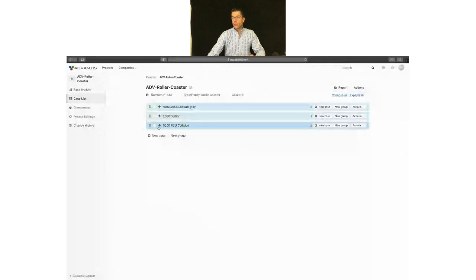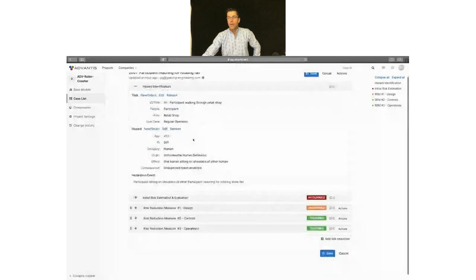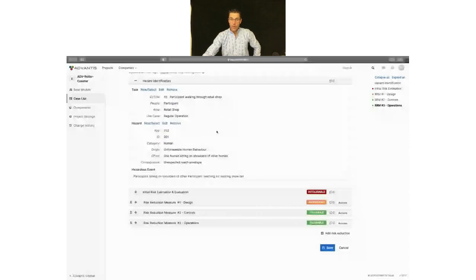Let's look at that participant who was walking through the retail shop. Now something goes wrong. In this case, believe it or not, this is an actual case that I had to document. Human misbehavior, unforeseeable human behavior. So this is the hazard now: one human sitting on the shoulders of another human. At that point, they had an unexpected reach envelope, and the hazardous event was, hypothetically, a participant sitting on the shoulders of another participant reaching for a rotating show fan. That's what I had to analyze.